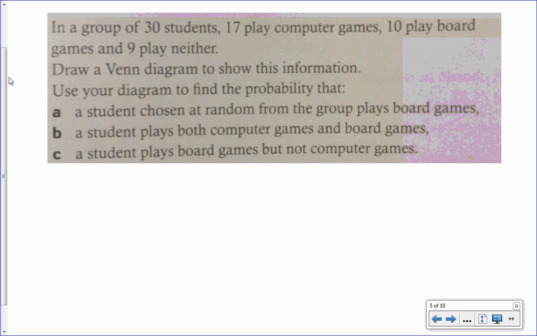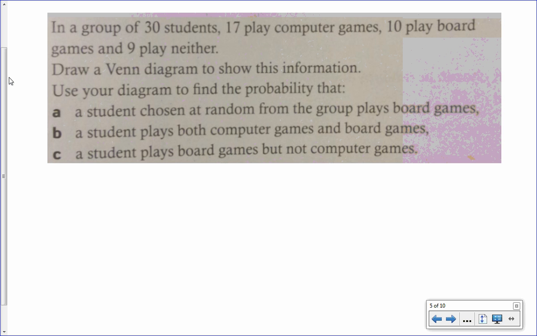Now I can see that there are 6 people in the intersection region, so I can label on my Venn diagram that this is 6, which means the B circle includes 10 minus 6, so 4 people here that are not in the intersection, and 17 minus 6 would be 11 people here that are not in the intersection. I can double check that the 11, 6, 4, and 9 do indeed all add up to 30. And then I can answer probability questions.